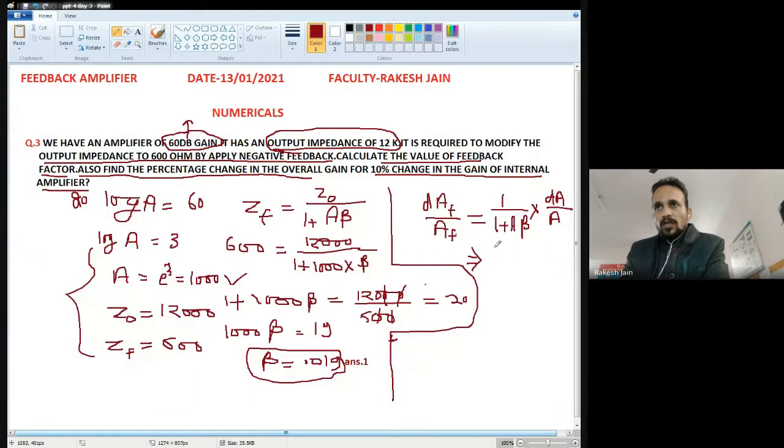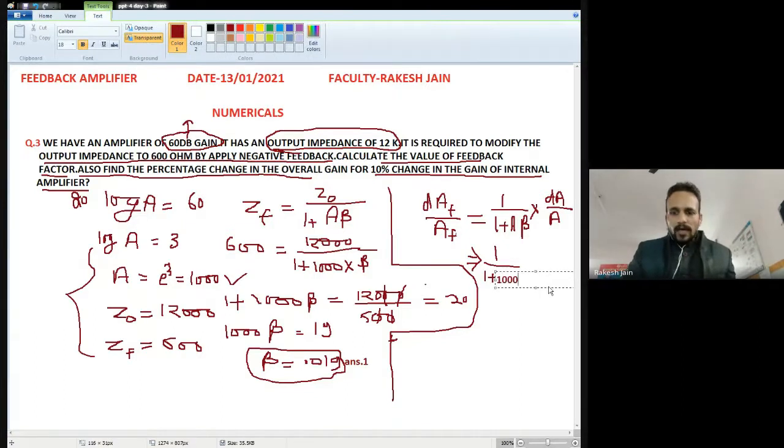Okay. So dAF upon AF, the overall gain percentage change, we have to find out. So 1 upon 1 plus A beta. A is 1000, multiplied by beta. Beta is 0.019, which we found just now.